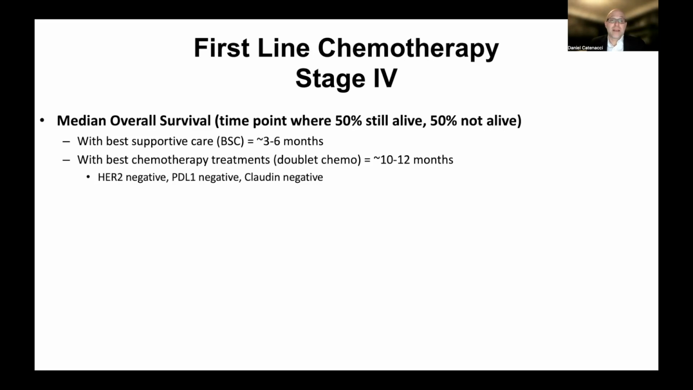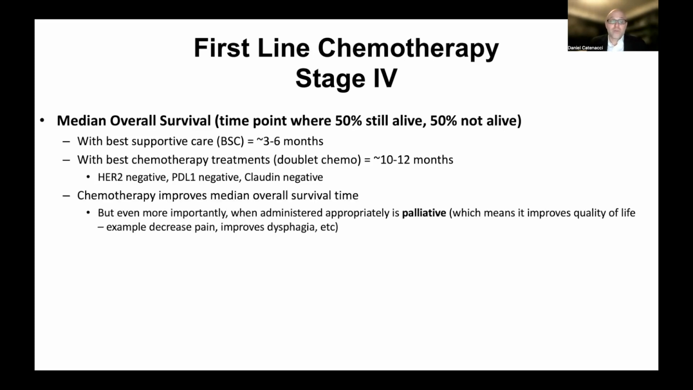With our best chemotherapy treatments in the newly diagnosed setting, the median survival is around 10 to 12 months. And now with the introduction of specific biomarkers and their match targeted therapies, in those groups, it's a little bit higher, as I'll show you. But generally speaking, for a HER2 negative, PD-L1 negative, claudin negative tumor, the median survivals range around 10 to 12 months with our optimal therapies today.